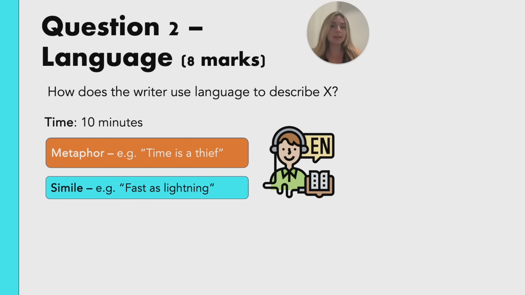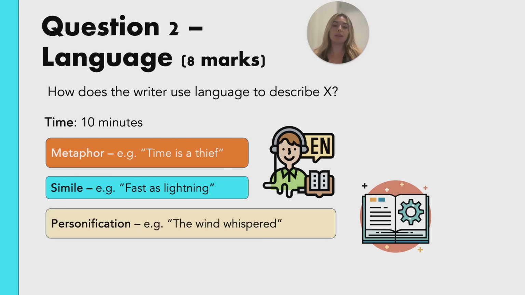A simile is saying something is like or as something. So, for example, fast as lightning. You're comparing it and saying it's similar to the thing. So, for example, fast as lightning, you're comparing it to lightning. So you're showing there's similarities to that. And then personification is giving something human qualities, like the wind whispered. That is obviously, the wind can't whisper, that's a human trait.